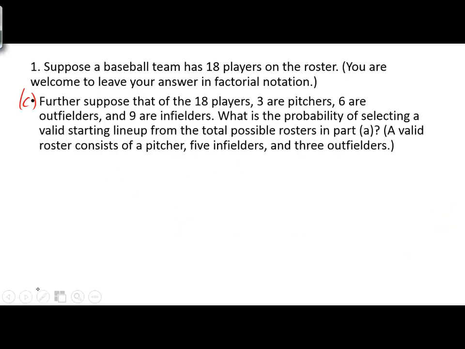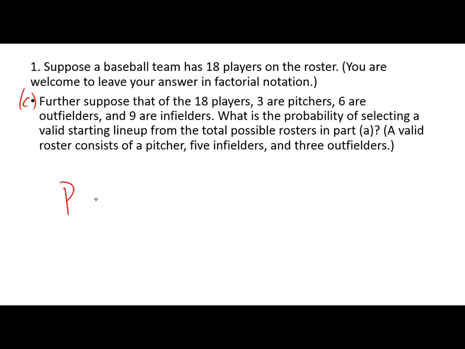Okay, so now suppose that of these 18 players, I have certain positions. So 3 of them are pitchers, 6 are outfielders, and 9 are infielders. I want to know the probability of selecting a valid starting lineup from all of the total possible lineups that I had in part A. And a valid roster consists of a pitcher, 5 infielders, and three outfielders.